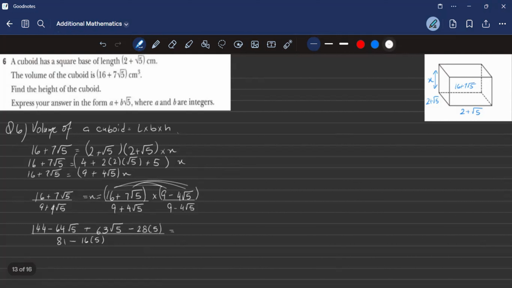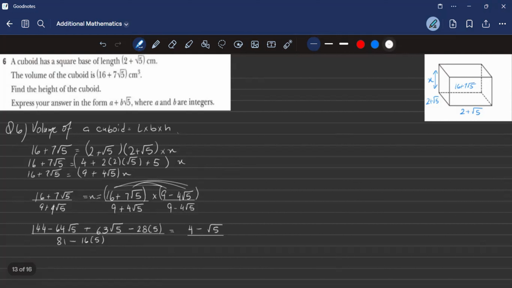Simplify this. 144 minus 28 multiplied by 5. What is 28 multiplied by 5? 28 multiplied by 5 is equal to 140. So 144 minus 140 is equal to 4. Minus 64 under root 5 plus 63 under root 5 would give us minus 1 under root 5. So we are going to write it as minus under root 5 divided by 81.